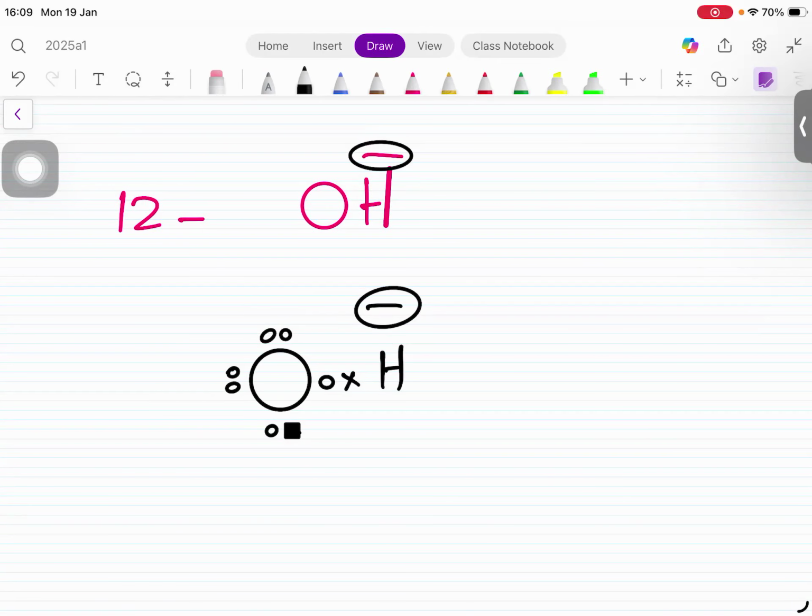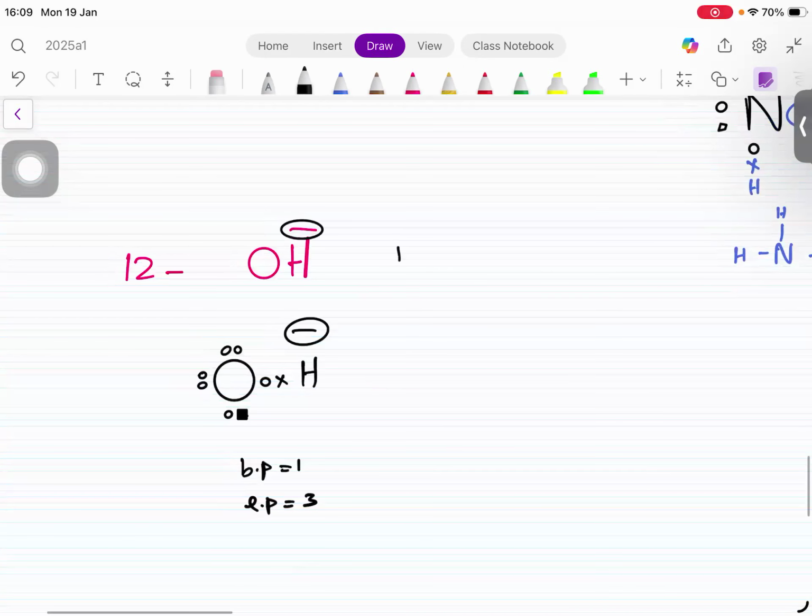That's why. Okay, now just one last question. How many bond pairs? One. And how many lone pairs? Three. Okay, now there are three lone pairs and one bond pair. Yes, yes, go ahead.